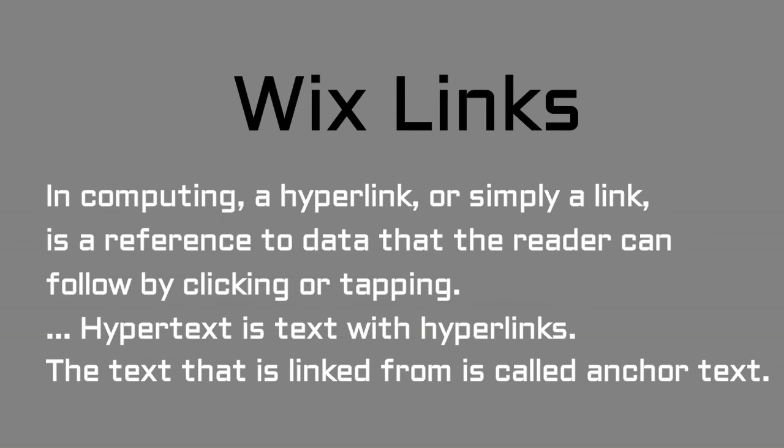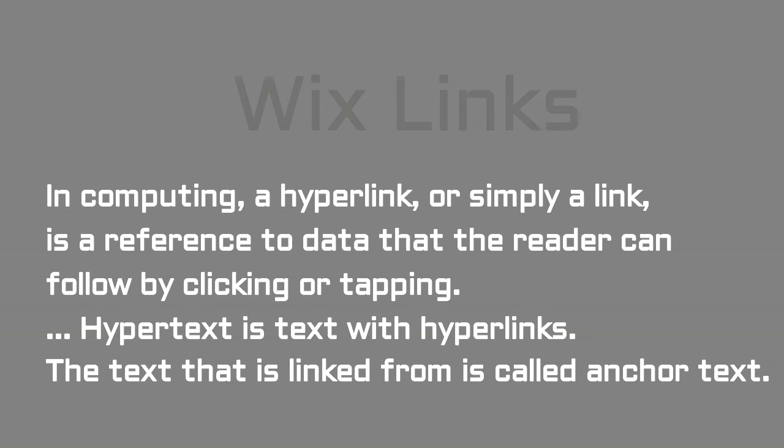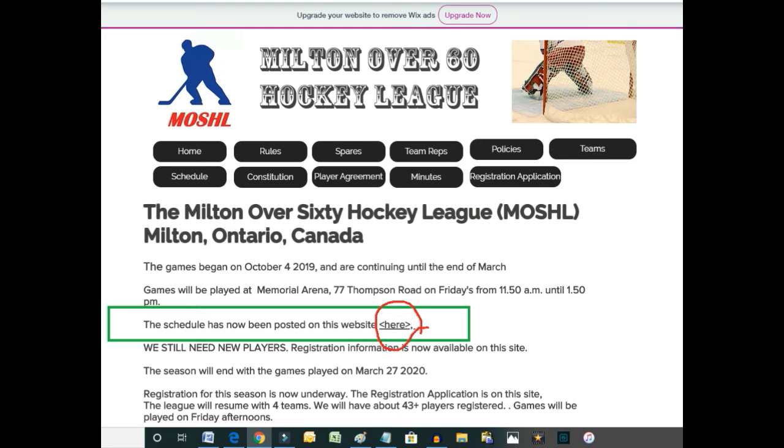In computing, a hyperlink, or simply a link, is a reference to data that the reader can follow by clicking or tapping. Hypertext is text with hyperlinks. The text that is linked from is called the anchor text. Here's an example of a link.